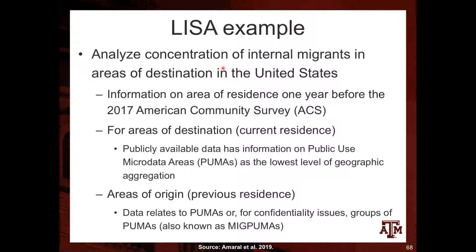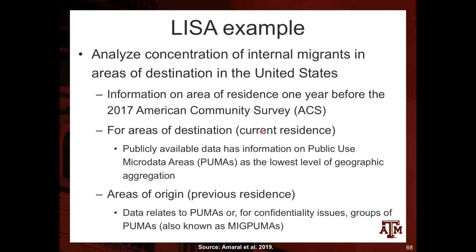In order to understand specific places that have high levels of internal migration and those that have low levels of internal migration, I'm going to use this technique. And I'm going to collect data about area of residence 1 year before the 2017 American Community Survey. In the 2017 American Community Survey, we know the area of residence in that specific year, on April 1st, 2017, but people were also asked where they lived exactly 1 year before, on April 1st, 2016.